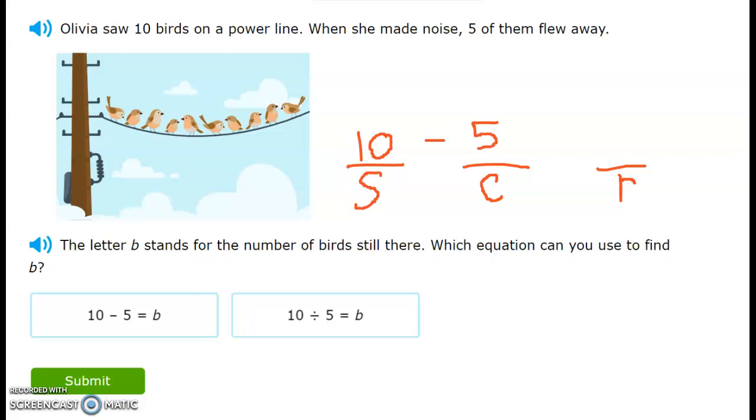Oh, look, 10 take away 5 equals our answer, B for birds. And I see down below that this matches the word problem on the left. 10 take away 5. The one on the right is 10 divided by 5. And I don't see anything in this word problem about dividing up birds equally into groups. All right, let's look at another problem.